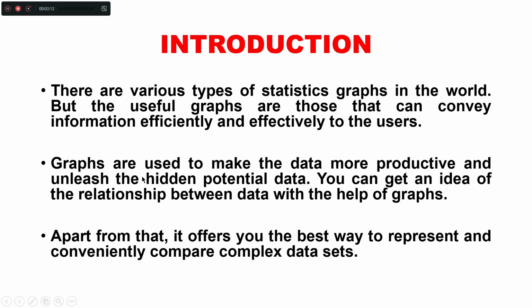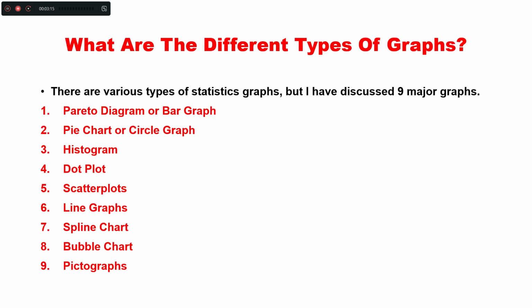Now what are the different types of graphs we have in statistics? Totally we have 9 different types of graphs applied in statistics. The first one is the Pareto diagram, known as bar graph. The second one is the pie chart, also known as circle graph. The third one is the histogram. Next, dot plot. Fifth one, scatter plot. Sixth, line graph. Seventh, spline chart. Eighth, bubble chart. Ninth, pictographs. So these are the common 9 types of graph used in statistics.